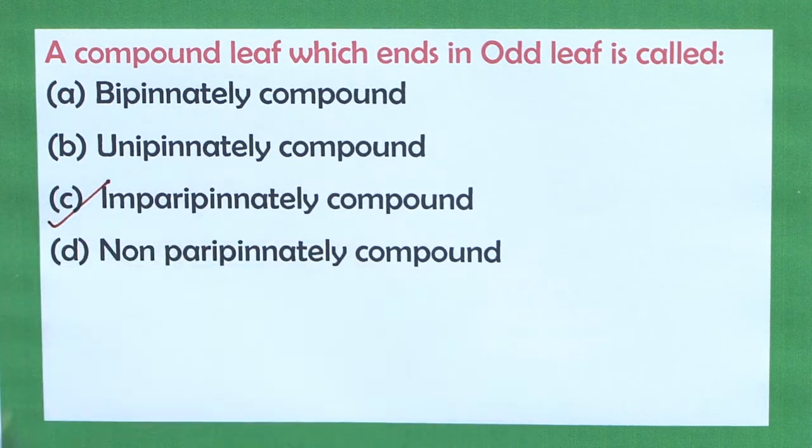So, why is option D, though resembling C, not the answer? Because non-paripinnate is not a term used for that, but there is a specific term used for that called imparipinnately compound. So, hence the option is the suitable answer for the present question.